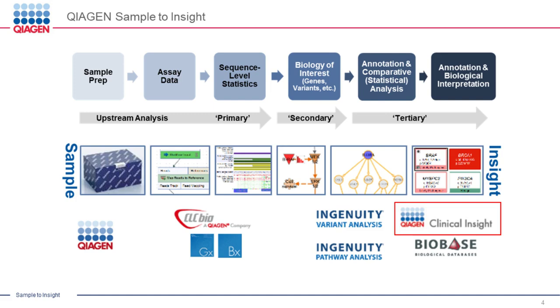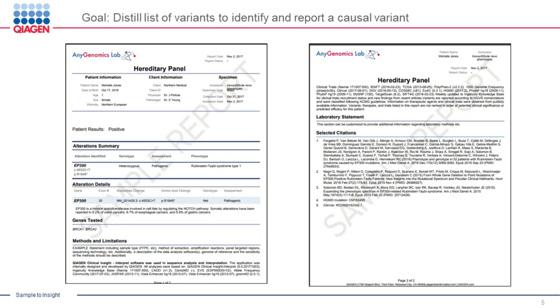Which brings me to the topics that I'll cover today and how we can leverage our curated content within our downstream tools, particularly Qiagen Clinical Insight, which is our clinical decision support platform, to rapidly distill the list of variants down to one or a handful that are likely implicated in the patient's disease.